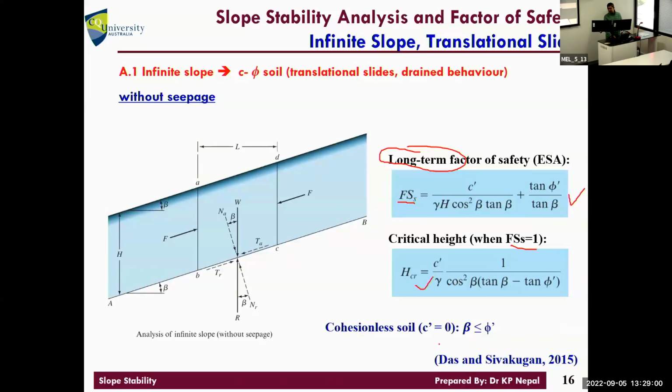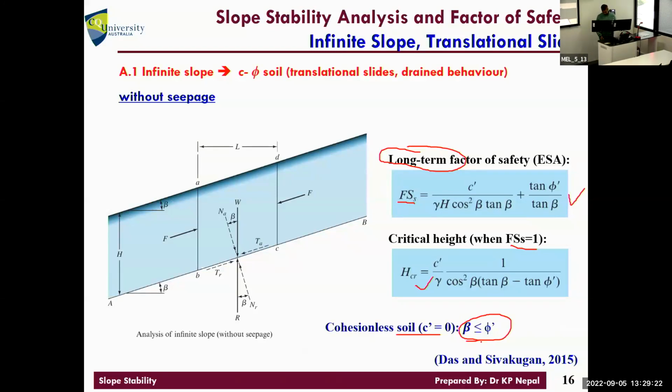For cohesionless soil, of course, it's very hard because cohesionless soil usually flows, right? So sometimes it must be what? Beta must be less than the friction angle, what we call the angle of repose, right? That should be the case, otherwise it will not stay there.